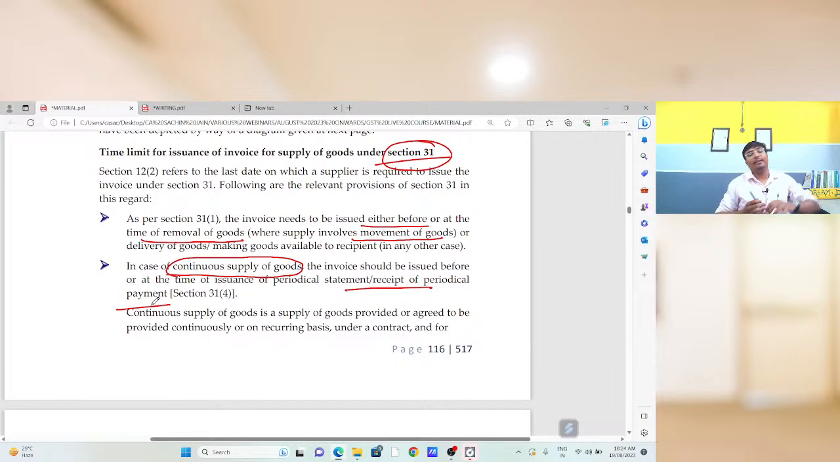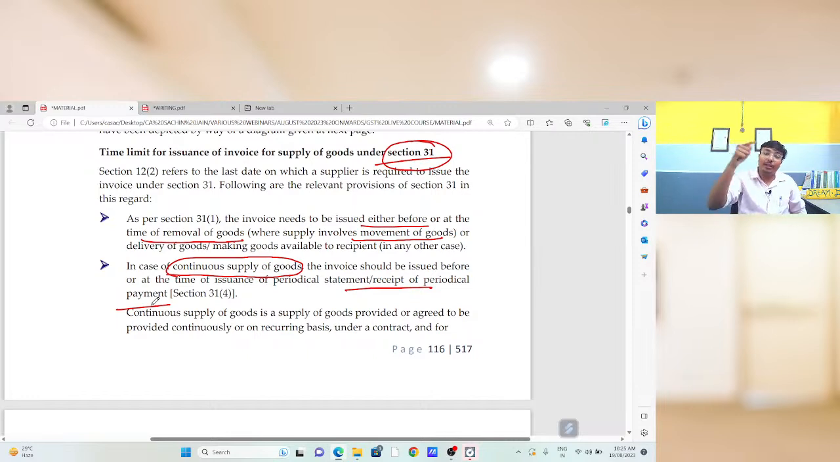Suppose a certain construction contract is going on and I am a supplier of goods, a supplier of cement, and a supplier of iron sheets and all that. In that case, when I make a continuous supply, my continuous statement will be treated as the time to issue the invoices.